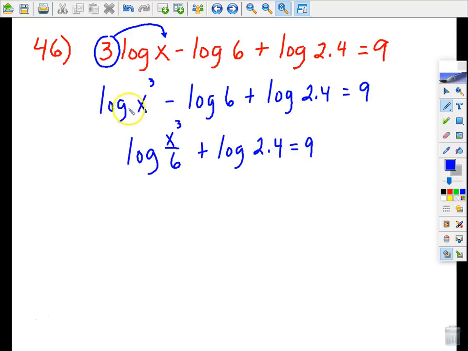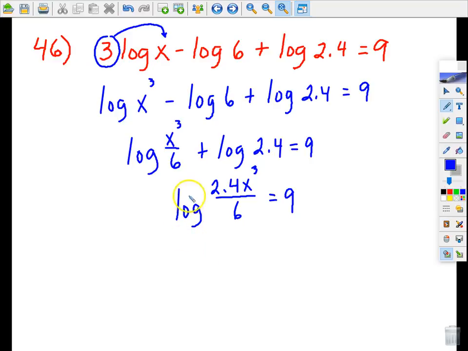Okay, so I would strongly recommend that, till you get used to this, you just put these in pairs going left to right. Now I've got these 2 logs of the same base being added. This is the product property. So I can put these together as a single log using multiplication. And when I multiply these numbers together, I get log of 2.4x cubed over 6 equals 9.